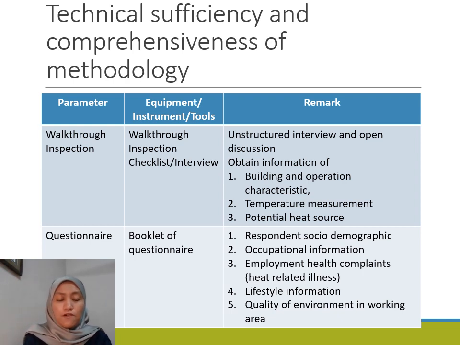And then the next parameter is the questionnaire. For the questionnaire, there is a booklet given to the employees of these two units. These employees have to answer five sections, which are respondent sociodemographic, occupational information, employment health complaints, lifestyle information, and also quality of environmental conditions of the work area.